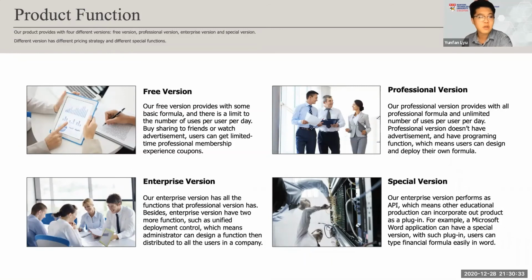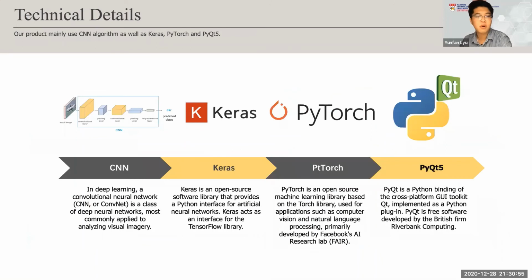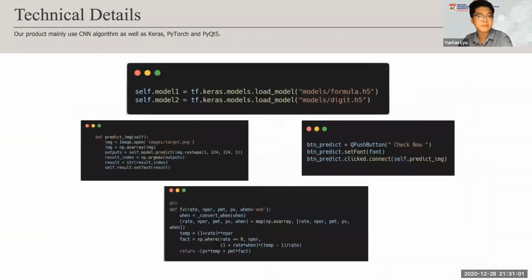Our special version performs as an API, which means other educational products can incorporate our product as a plugin. For example, a Microsoft Word application can have a special version. With such a plugin, users can just type the financial formula easily in Word. Our product mainly uses the CNN algorithm as well as Keras, PyTorch, and Gradio.